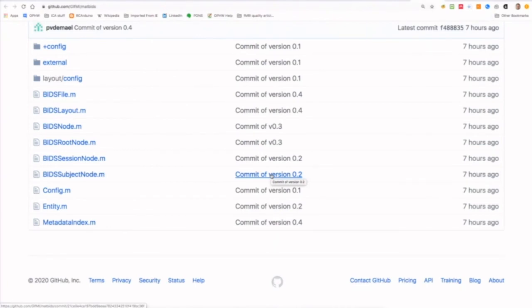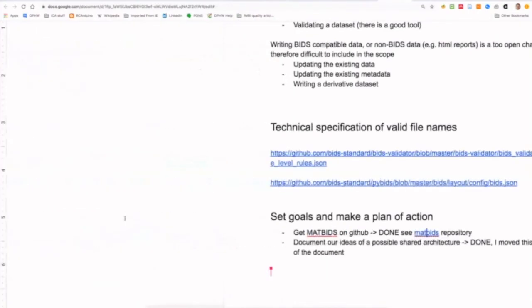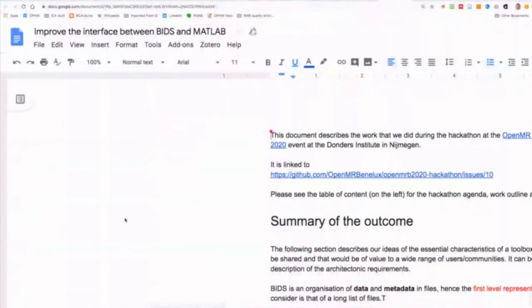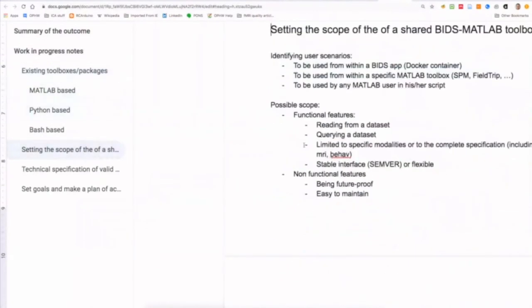But we've also been discussing quite a lot. Let's see what I can actually get back. Yes, here. So in discussing what would be the expectations that people would actually have from such a toolbox, that's what we've been documenting here. Let me scroll up here. So we've been looking at existing toolbox packages both in MATLAB and Python. We've been comparing what the features are. We've been thinking about the scope, like what do people actually want from this, and different people want different things from it.